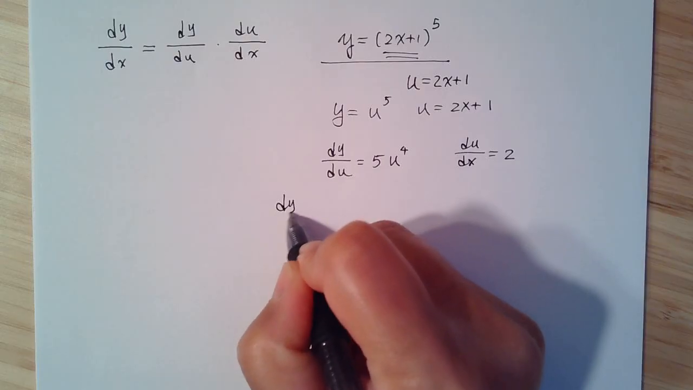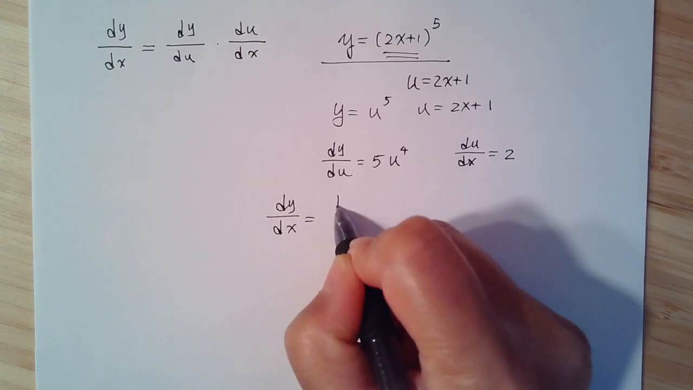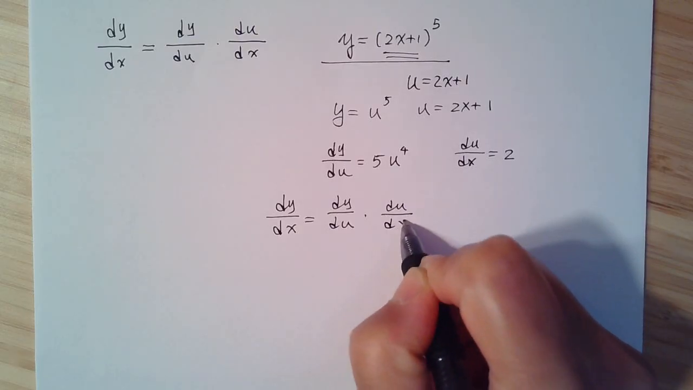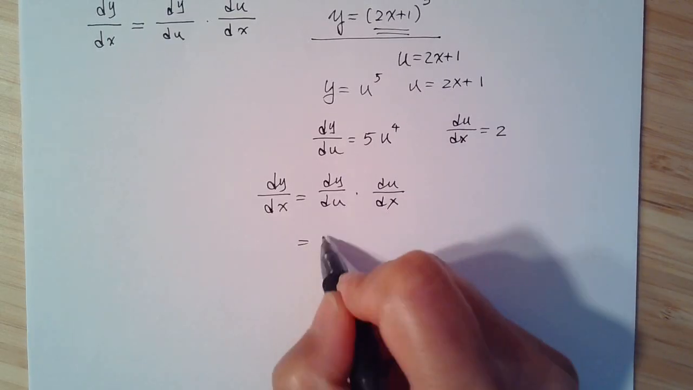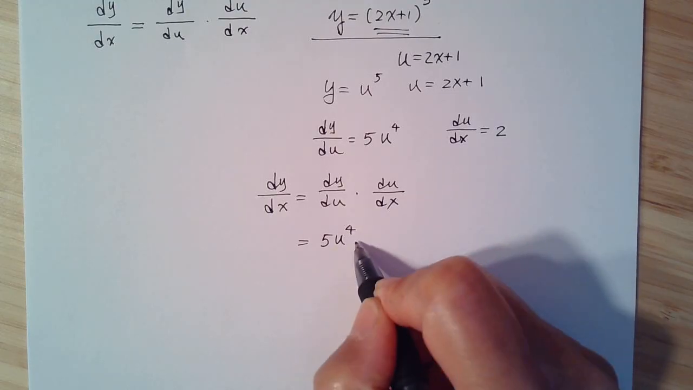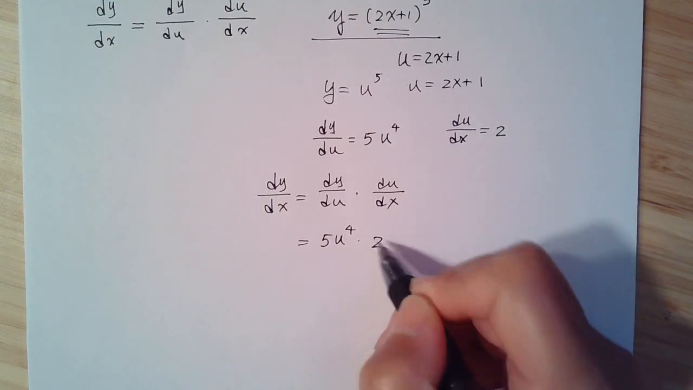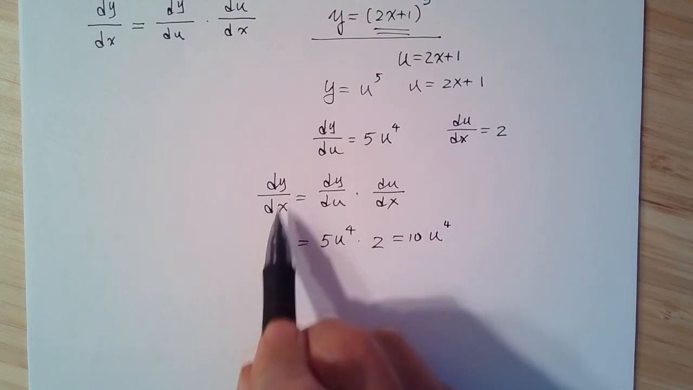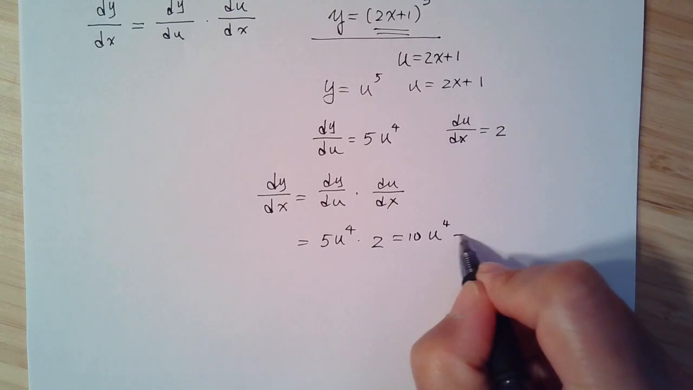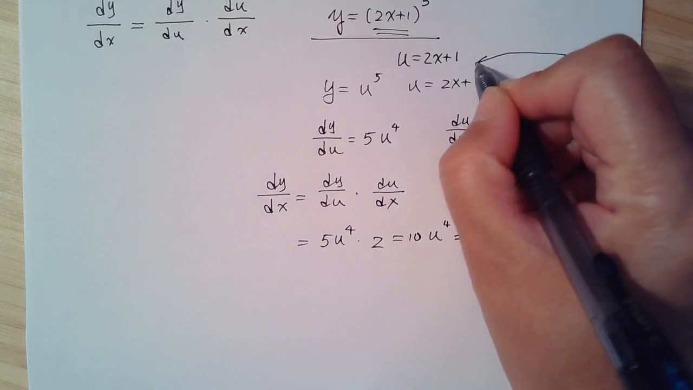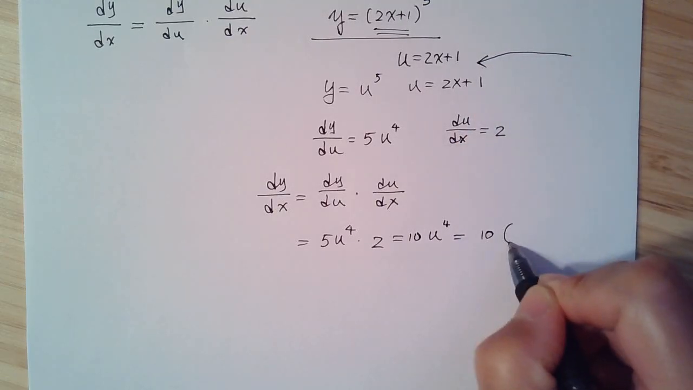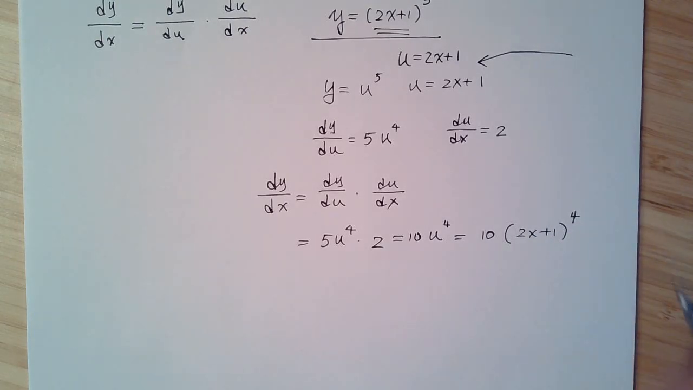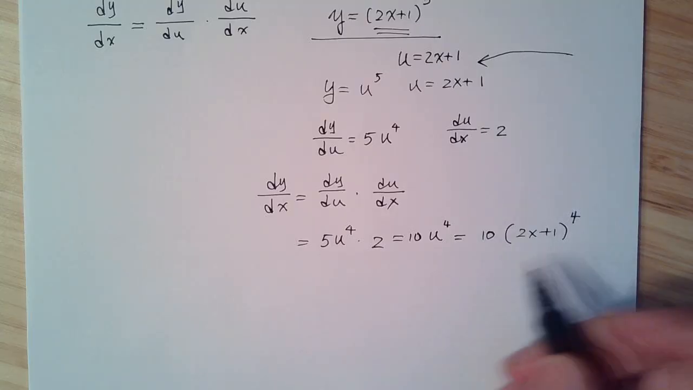So my dy over dx by chain rule is dy over du times du over dx. Now see, my dy over du is 5u to the fourth, and du over dx is 2. So that should be 10u to the fourth. However, because I'm looking for dy over dx, I shouldn't have u here, but I know u. So that's 10 times 2x plus 1 to the fourth. Okay, so this is how we work with the chain rule.